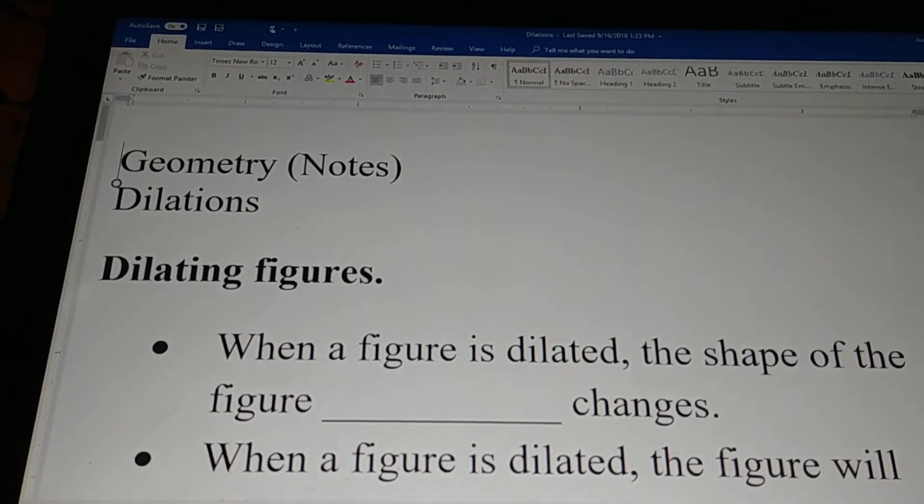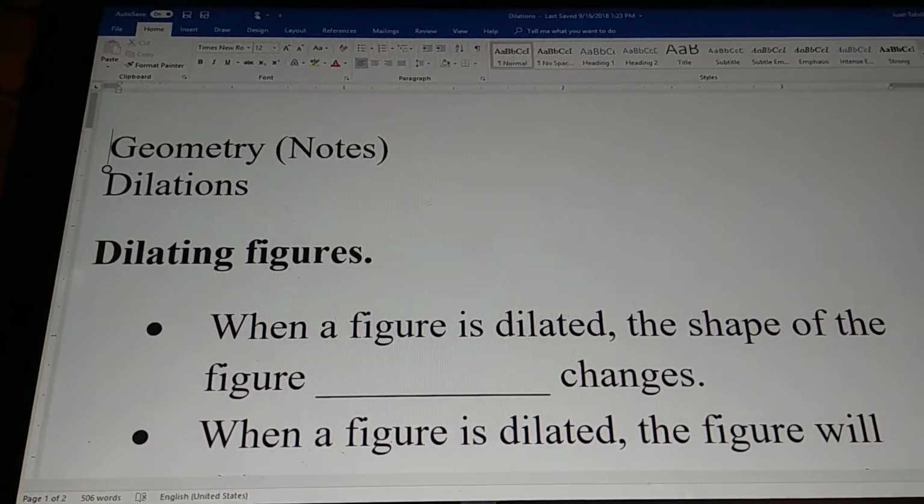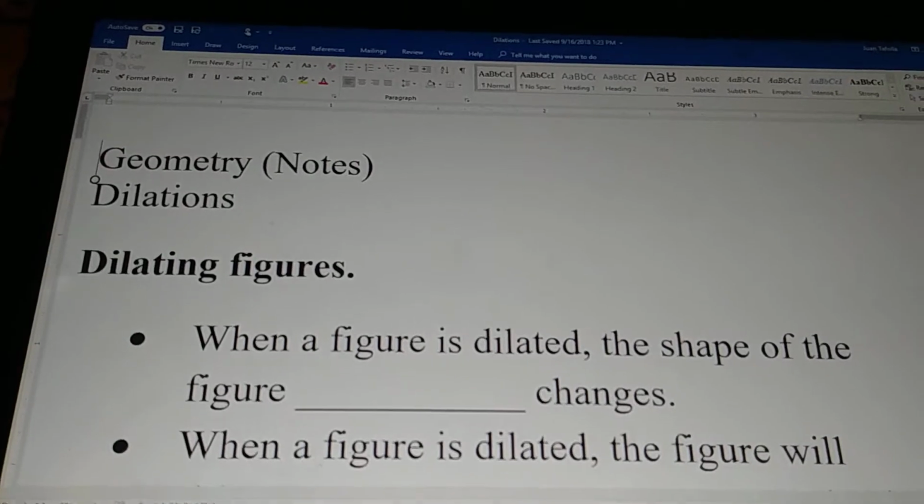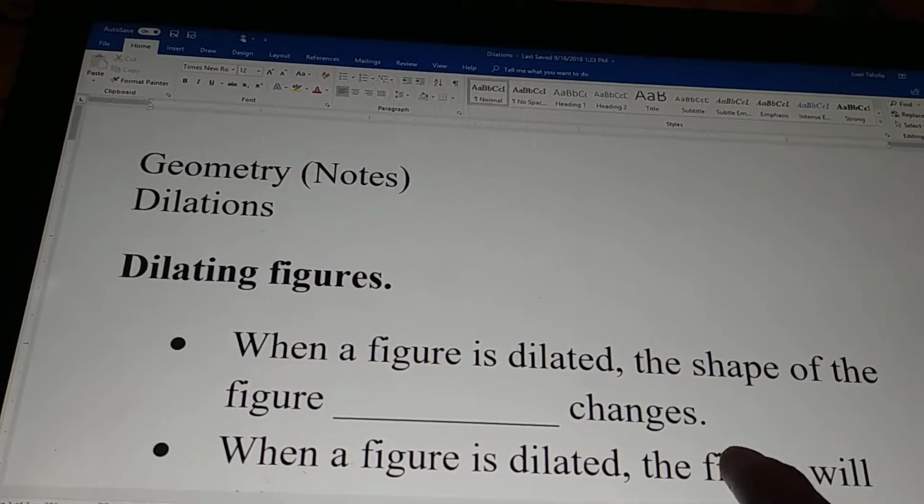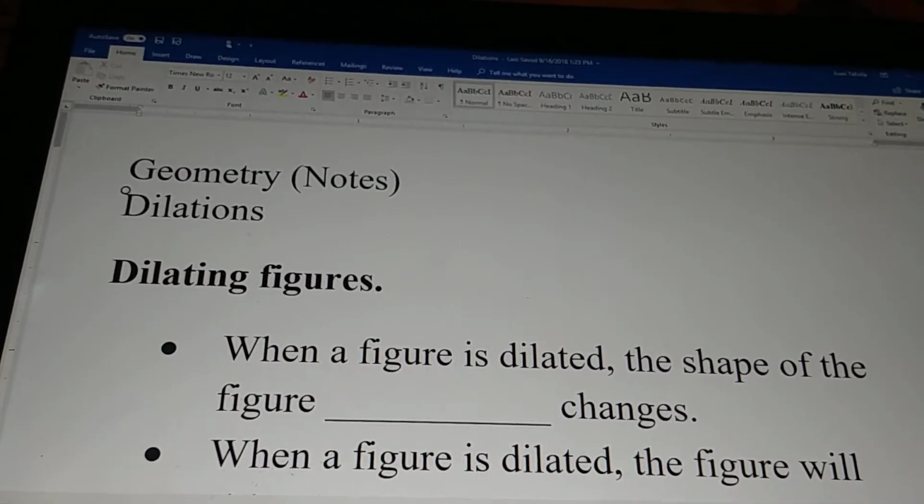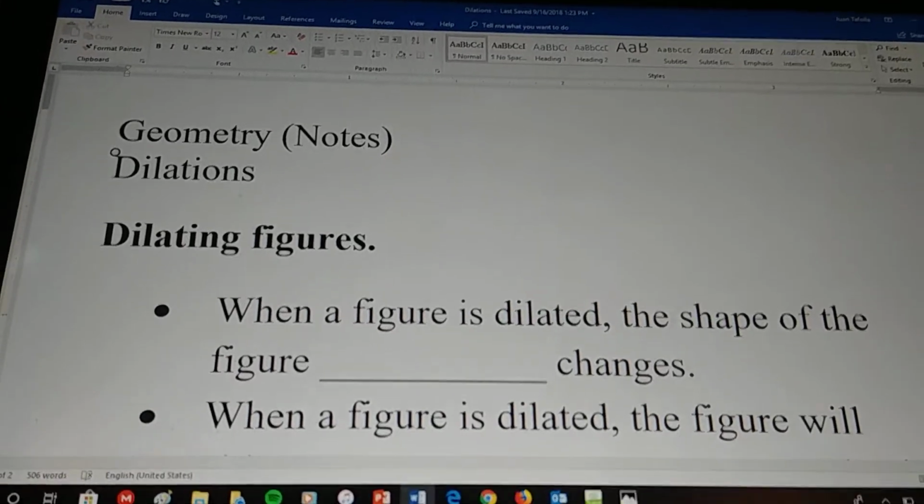Alright guys, so this is part 1 of the geometry notes on dilations. This is like the second time I have to record this, or third time. Alright, but let's get into this.